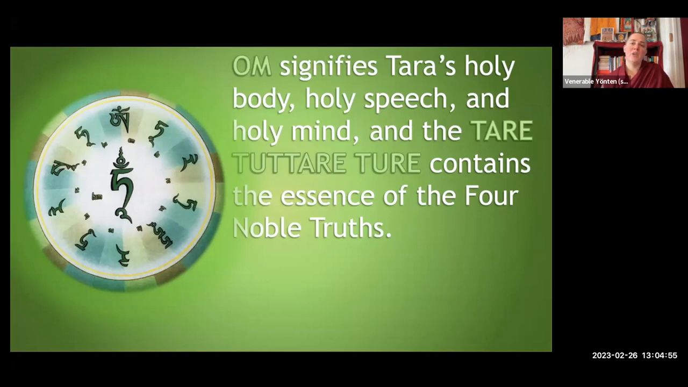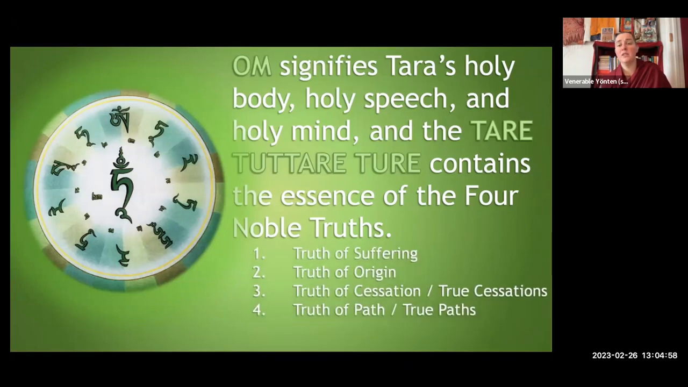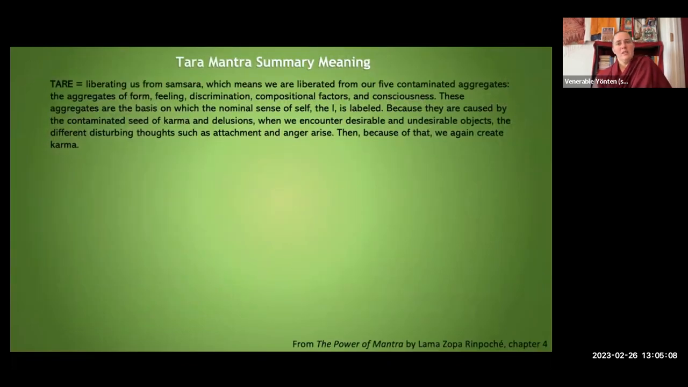And the Tare Tu Tare Ture contains the essence of the Four Noble Truths. So truth of suffering, truth of origin, truth of cessation, and truth of path. Then we can elaborate a little bit. So the Tare represents liberating us from samsara, which means we are liberated from our five contaminated aggregates, the aggregates of form, feeling, discrimination, compositional factors, and consciousness.